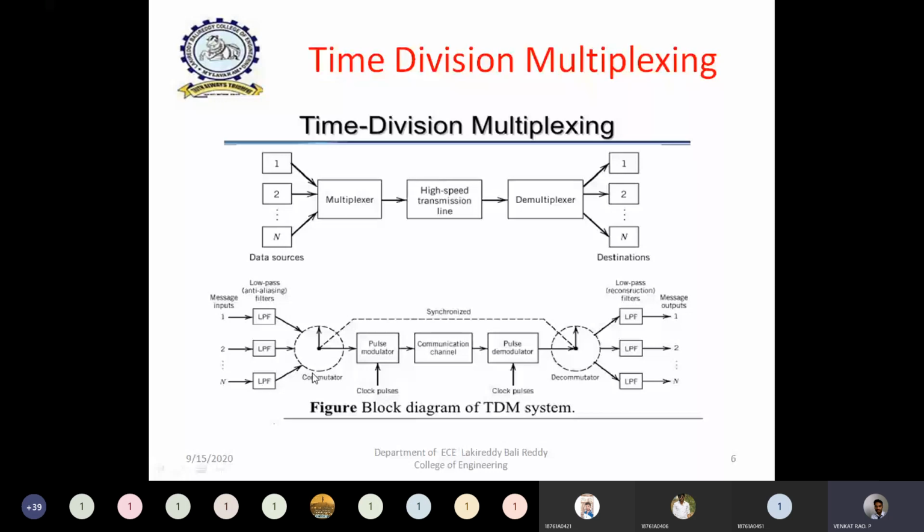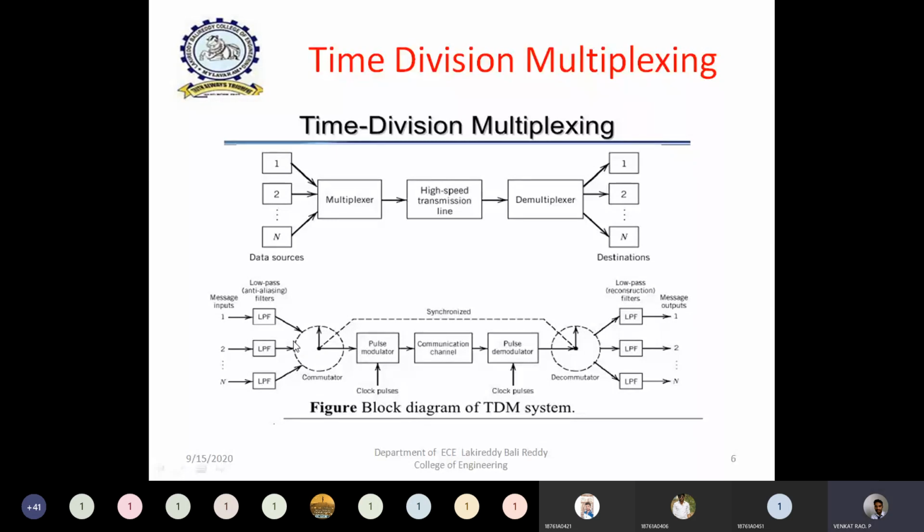But if you observe in detail, all these analog message signals are first passed through the low pass filter. Since the low pass filter is also called an anti-aliasing filter, it will limit the input signal frequency to some cutoff frequency, so that all these signals are band limited signals. Then all these input signals are passed through a commutator. The commutator's purpose is to sample these signals on the basis of time, and on the basis of time, all these signals are passed through the communication line.